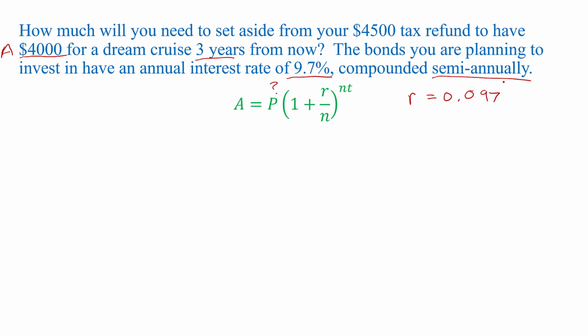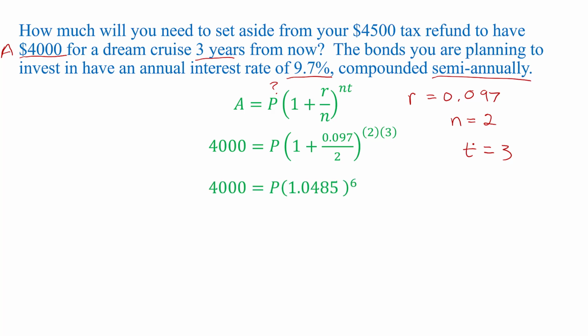And then we have n, the number of times interest is compounded per year. Semi-annually means twice a year, so n equals 2. And what else am I missing? t, the number of years, would be 3. Okay, so let's plug all these numbers in, and we get 4,000 equals P times 1 plus 0.097 divided by 2, raised to the power of 2 times 3. We simplify just a bit. We write 1 plus 0.097 over 2 as 1.0485. We write 2 times 3 as 6. And note, we're solving for P here.